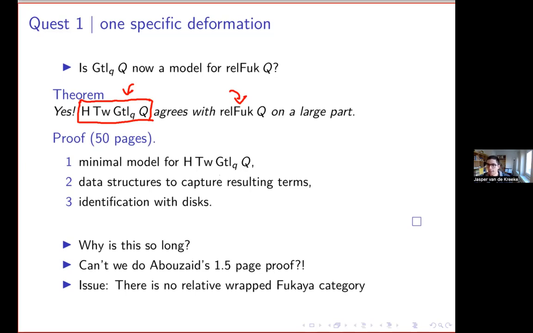Yeah, why did I say only on a large part? I only computed this A infinity structure on the part that I need to perform deformed mirror symmetry. So only in the case of so-called zigzag Lagrangians, which you might know. Raise your hand if you know zigzag Lagrangians. Okay, there's a lot of people here actually.